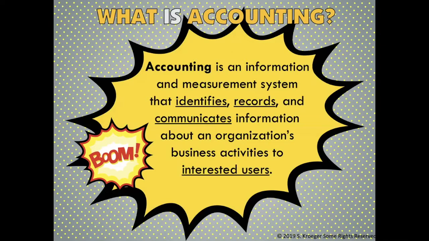Now let's break down this definition. First, it's an information and measurement system. We are merely gathering information that will explain the financial status of a business. It's a system that identifies, records, and communicates information. We're going to identify a business transaction, record it in the company books, then communicate it with interested parties. You're going to learn these three steps in this course.